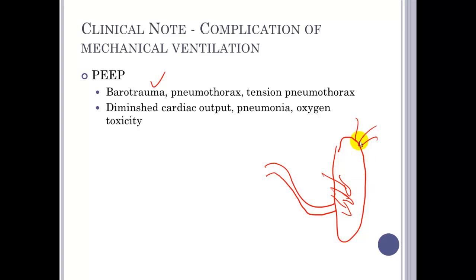Tension pneumothoraxes are from a collapsed lung or air being spilled into the pleural space, and then the lung collapses and starts pressurizing a cavity that there's not supposed to be any air in. This can diminish cardiac output. Pneumonia is also a possible cause of this, and oxygen toxicity.